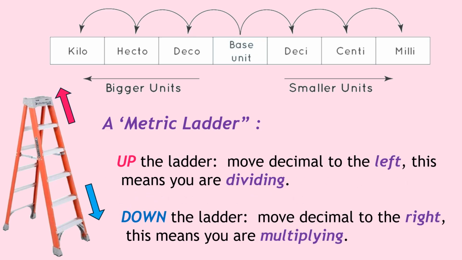Up the ladder, you move the decimal to the left. This means you are dividing. Down the ladder, you move the decimal to the right. This means you are multiplying.